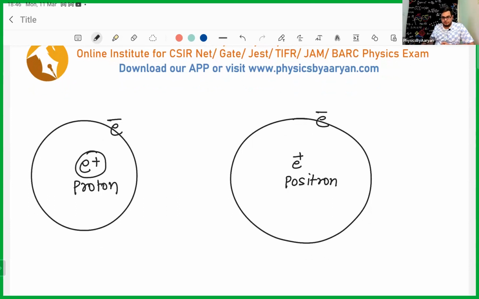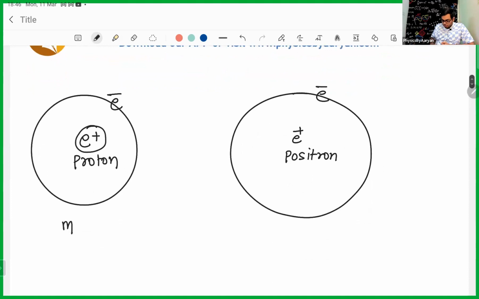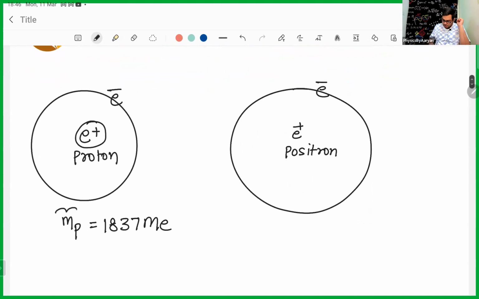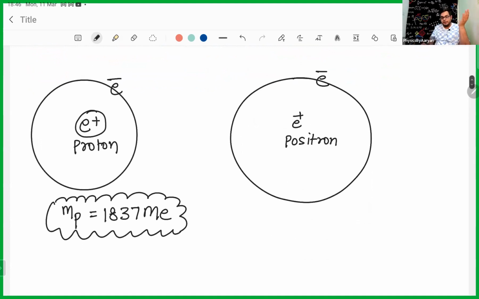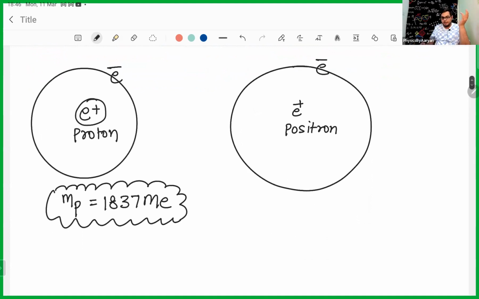What is the difference? The mass of the proton is very big. Proton is a very heavy particle. The mass of the proton is almost 1837 times the mass of the electron. Remember this number always. This will not be given to you in the problems; you have to remember it. But the mass of the positron is the same as the mass of the electron.